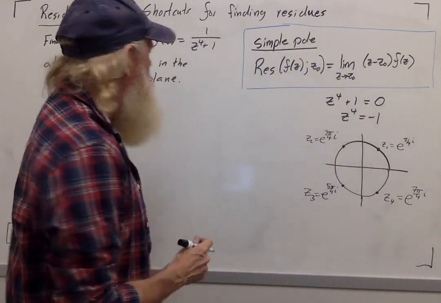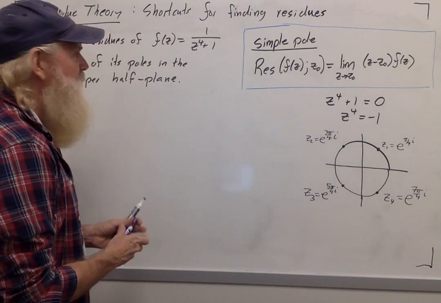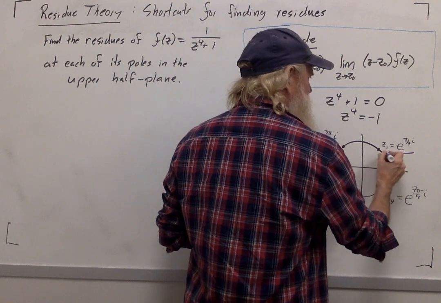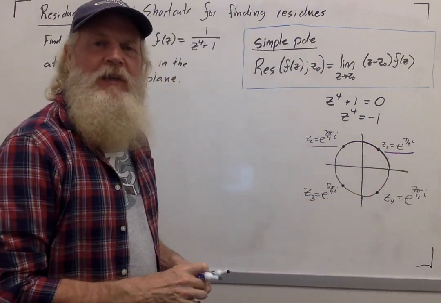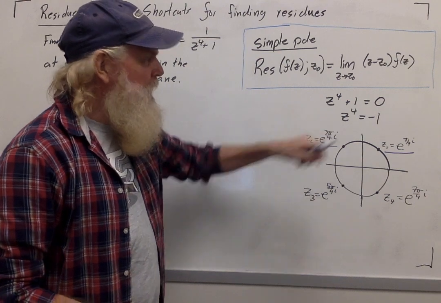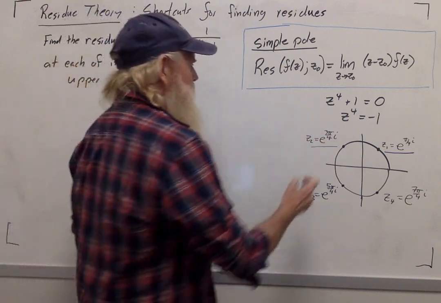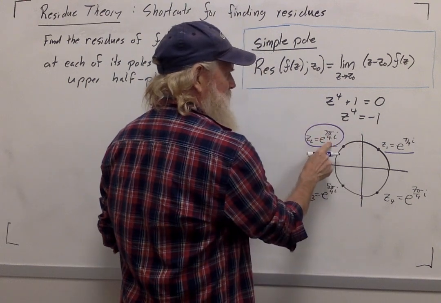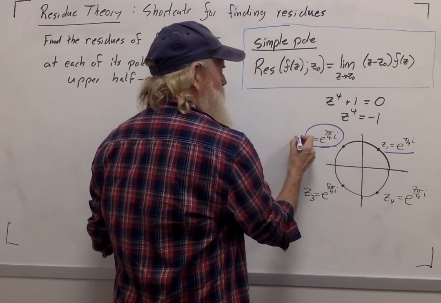Now in this problem, we're only interested in the poles in the upper half plane. So that means we're going to be looking at z2 and z1. Now in this video, I'm just going to find the residue at z2. I'm going to leave z1 to you. So a little bit later in the problem, we might want to write down an explicit expression for this one.